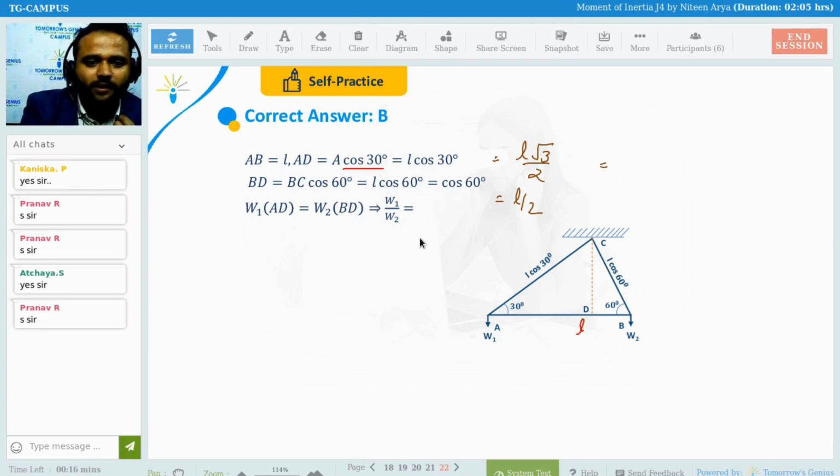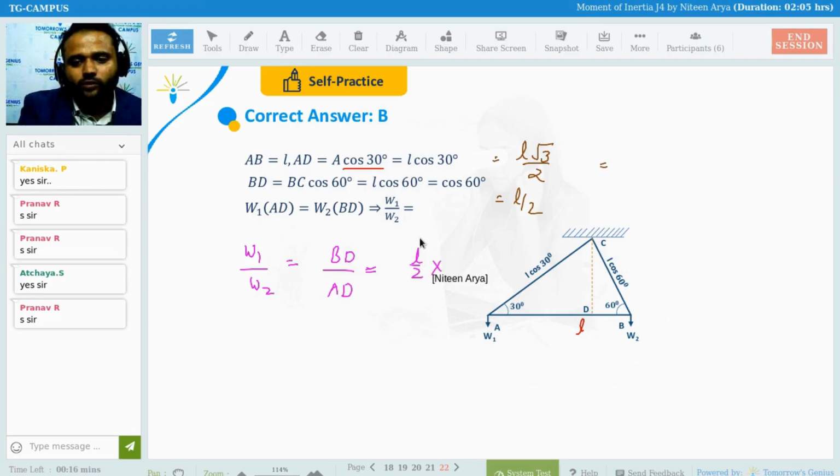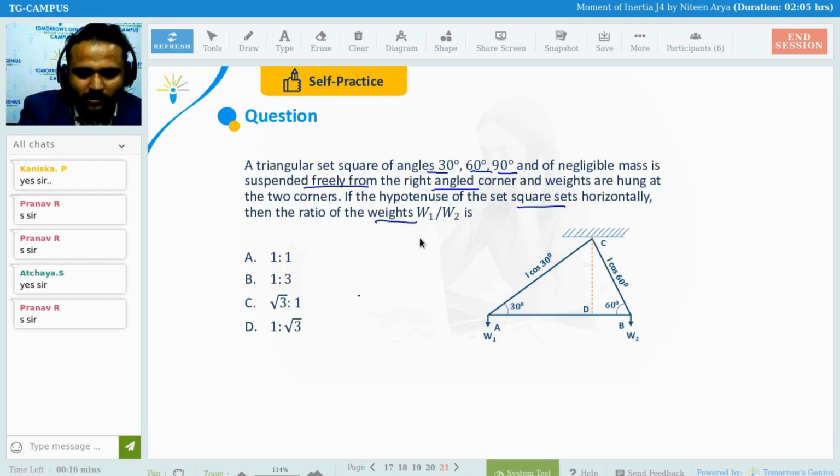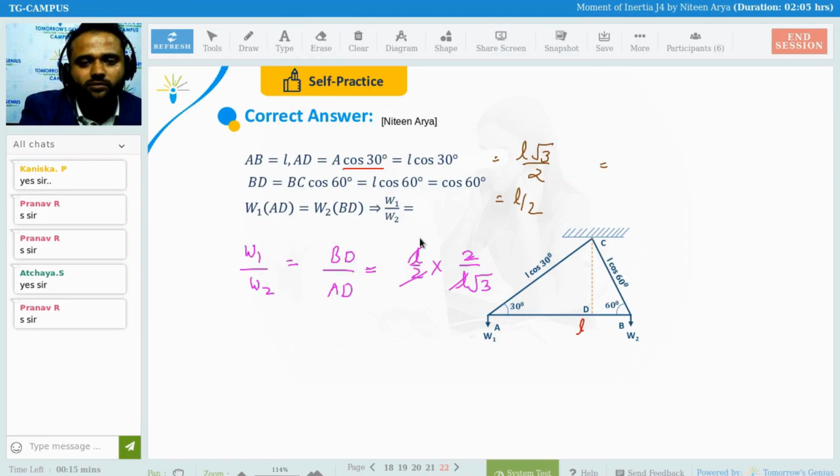So the main thing here is W1 upon W2, which is BD upon AD. AD here is L root 3 by 2, and BD is L by 2. If I do the reverse, L cancels, this cancels. So the correct answer is not B, it is D, 1 by root 3.